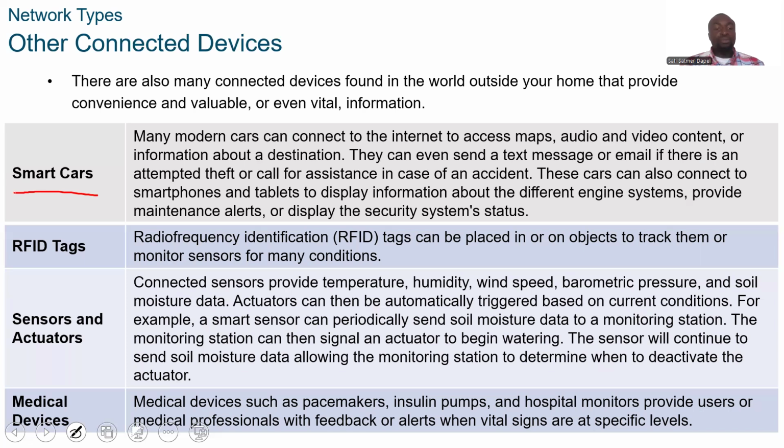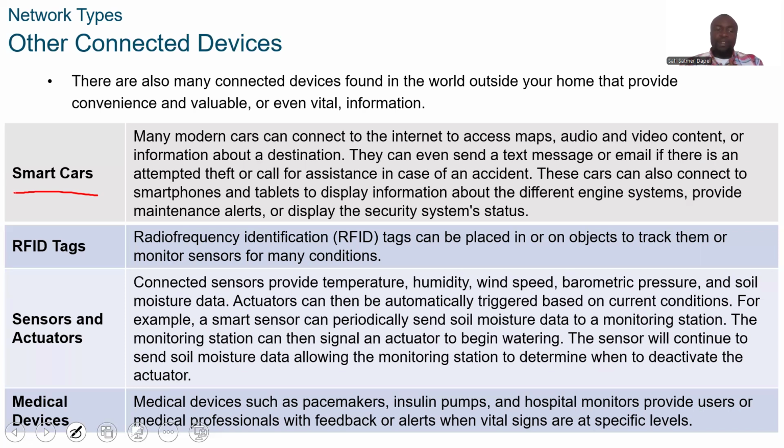If there is an attempt of theft, or to call assistance in case of an accident, the cars can even communicate with your emergency number, or they can call the state emergency response number. These cars can also connect to your smartphone and your tablet, and even display information about the different engine systems. So if there is a section of your engine that requires maintenance, you see it on your phone. If your fuel is going low, it tells you that this fuel is going to serve you for this many kilometers or this mileage, right? So that is it. Smart cars are these days connected to the network, and they are doing fantastic.